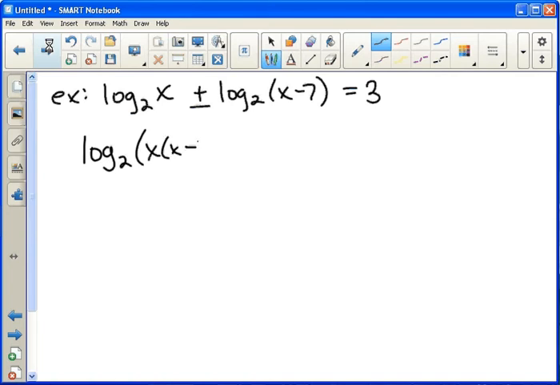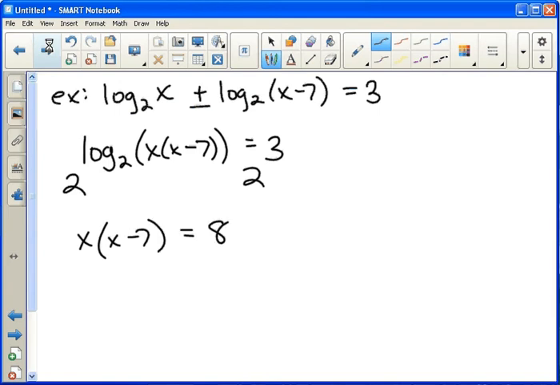Now we're able to raise both sides to be powers of 2. And we get x times x minus 7 is equal to 2 cubed, which is 8. Same process as the one I just did. Go ahead and distribute the x. x squared minus 7x equals 8. Subtract 8 from both sides. That gives me x squared minus 7x minus 8 equals 0.